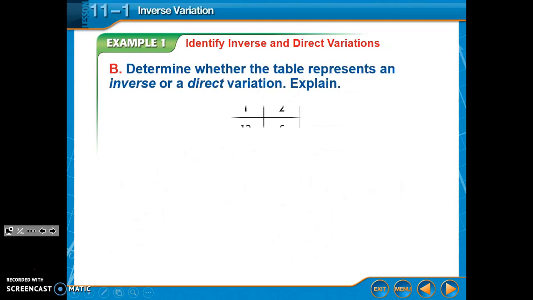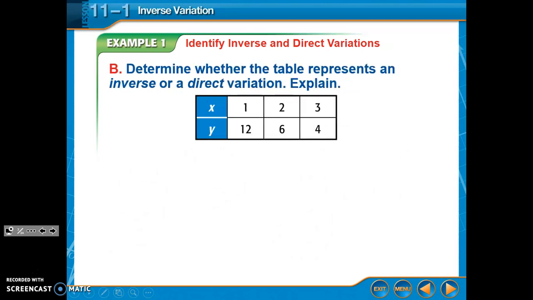Okay. So I want to do the same thing with this. I want to see if it works for y equals kx, and I also want to see if it works for y equals k over x. Okay, so plugging into the first one, I'm going to put in 1 for x, so I'm going to have k times 1, and 12 for y, so I'm going to get 12 equals k. And I want to know if that works for each of them.